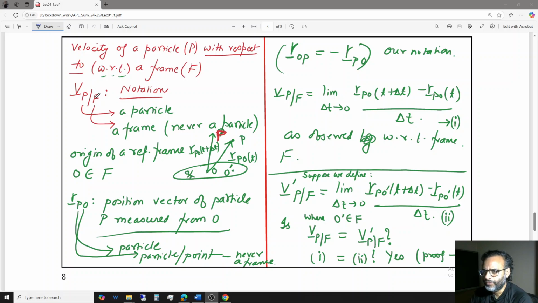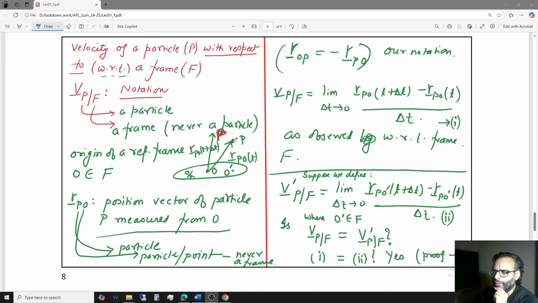Alright, so how do we define VPF? That is the question. So we consider a reference frame, right? We consider a reference frame here, which I am calling F. And then on F, I choose a point O, where O belongs to F. The way I am going to use O to define VPF is as shown on the figure.